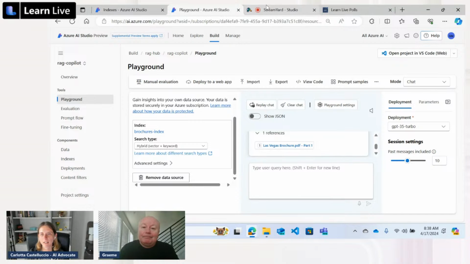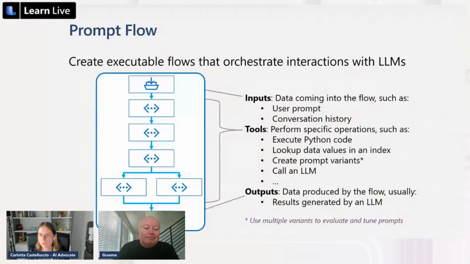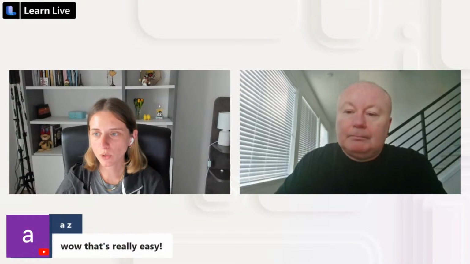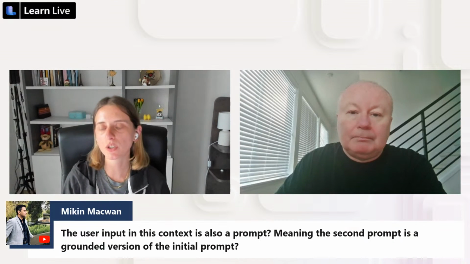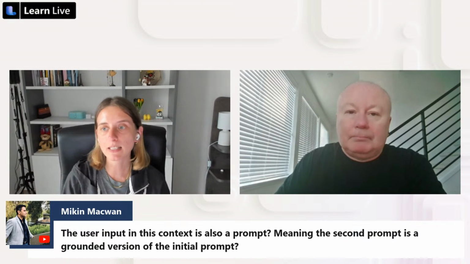All right. Perfect. Thanks, Graham. So we have a few questions from the chat we might want to address before going further. We really have lots of questions. I would choose a couple, and then maybe if we have time later, we're going to address a few more. So, for example, let me see here. Mikin Makwan, he's asking, the user input in this context is also a prompt, meaning the second prompt is a grounded version of the initial prompt. So thanks for the question, Mikin.